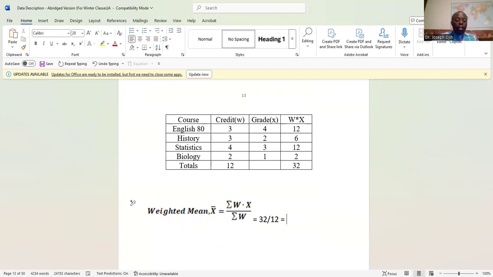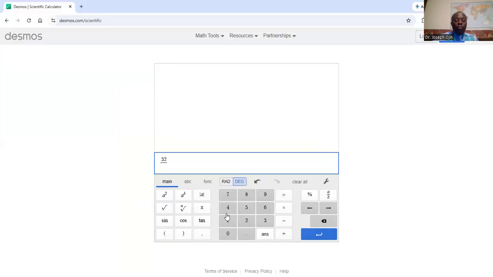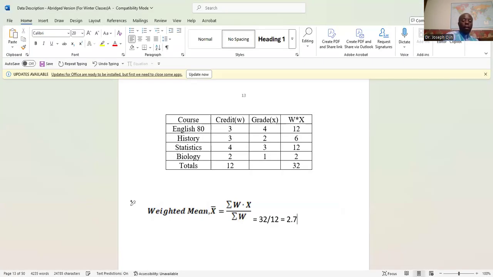Taking you to the calculator, we have 32 divided by 12, which is approximately 2.7. Her GPA is approximately 2.7 points. So this is basically what the computer does when it calculates your GPA. Exactly what I did, but now it does it automatically as soon as your grade is entered.